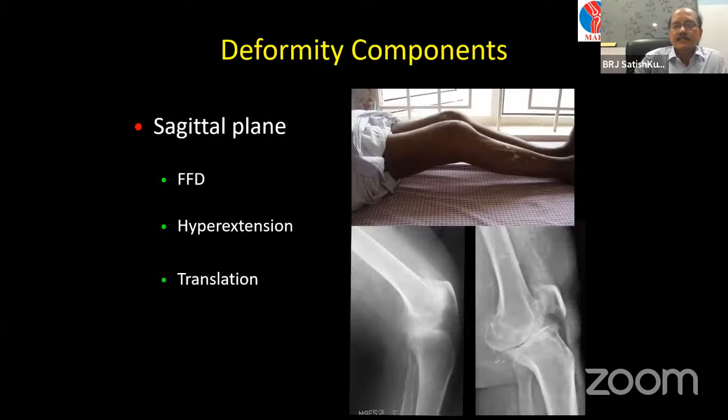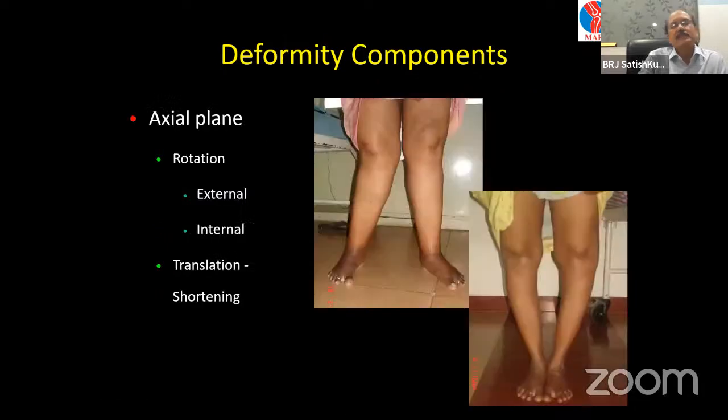Or the deformity can be in the sagittal plane, flexion deformity or hyperextension. Again, there can be translation. You can see here the tibia is translated forward. Here there is no translation, but here there is a translation forward. So that is the sagittal plane deformity, and there can be a combination of coronal and sagittal plane.